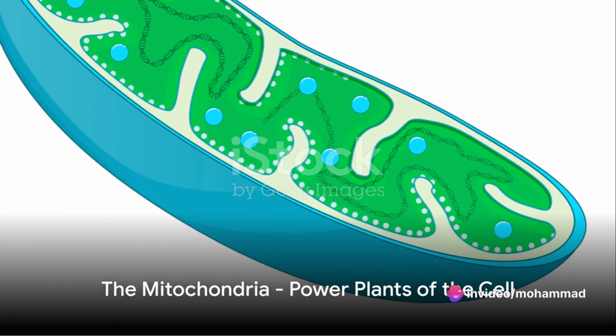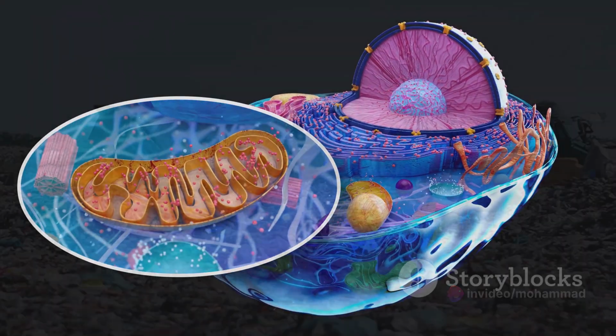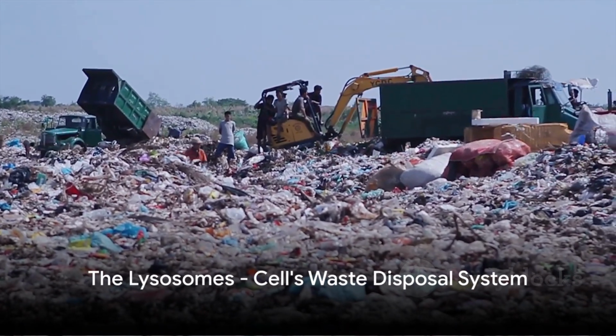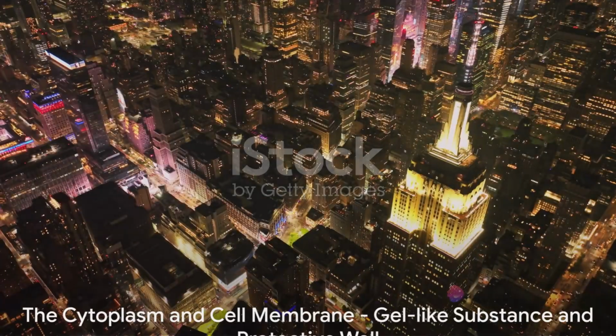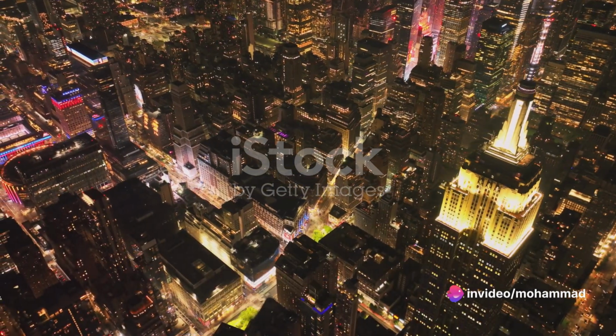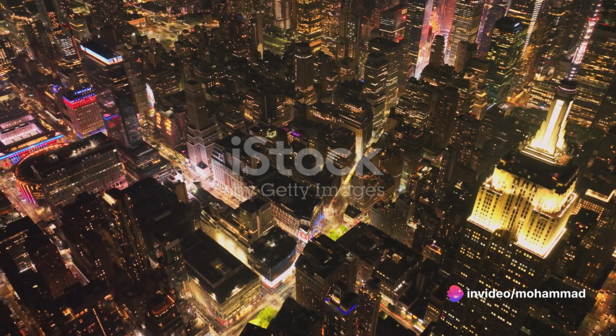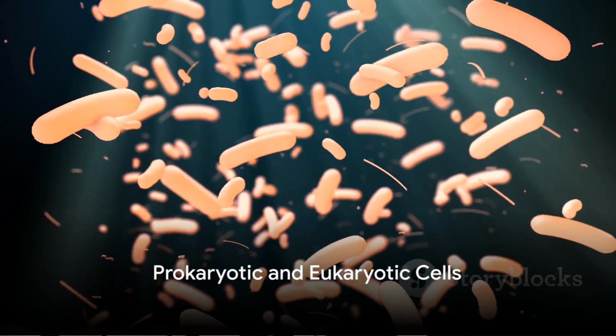The mitochondria are the power plants of the cell, converting nutrients into energy the cell can use. The lysosomes, akin to the city's waste disposal system, digest unwanted materials in the cell. And all these structures float in a gel-like substance called the cytoplasm, contained within the cell membrane, the city's protective wall.